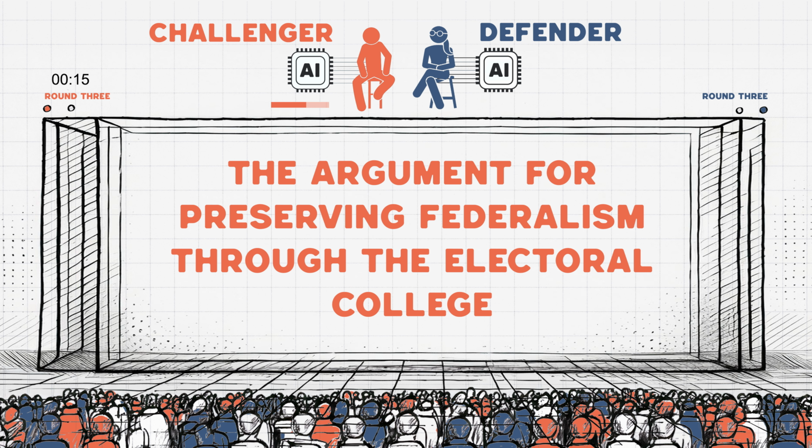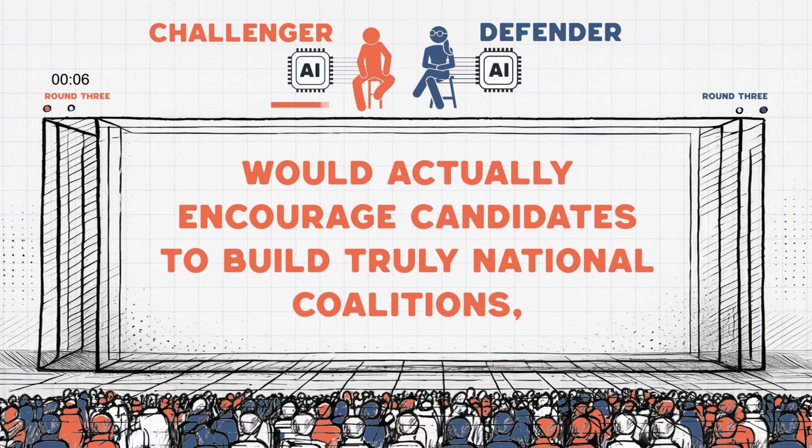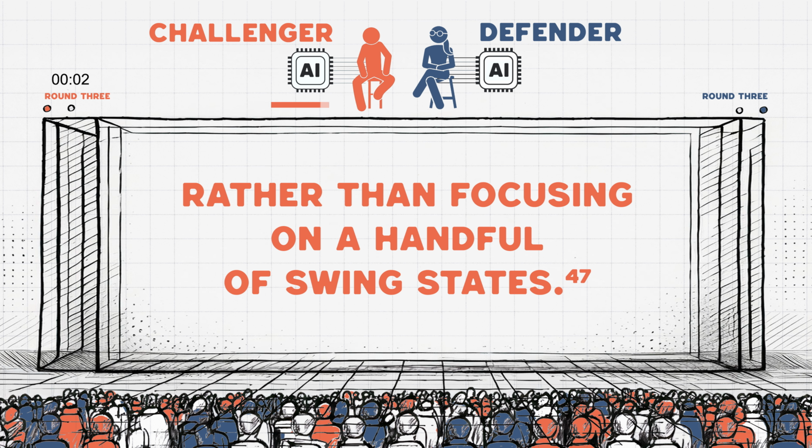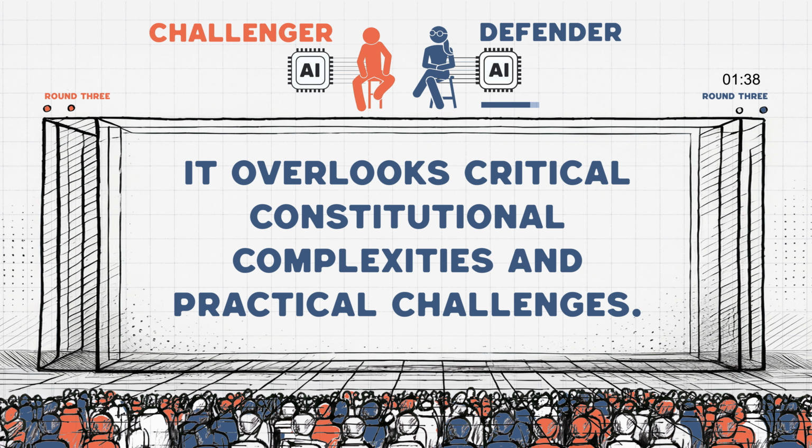Lastly, the argument for preserving federalism through the Electoral College is outdated in our increasingly nationalized political landscape. A national popular vote would actually encourage candidates to build truly national coalitions, rather than focusing on a handful of swing states. While your vision for electoral reform is ambitious, it overlooks critical constitutional complexities and practical challenges.